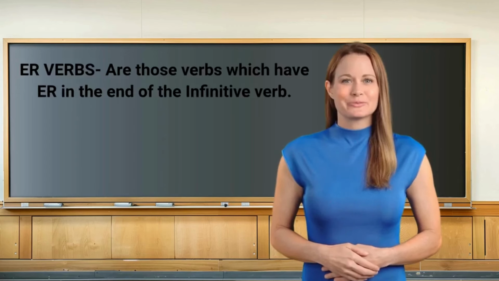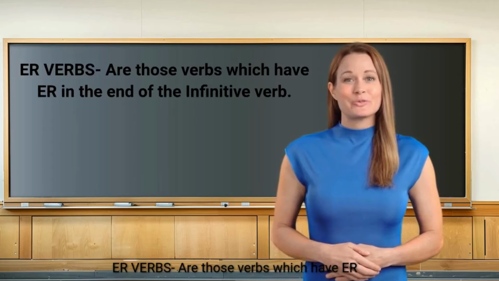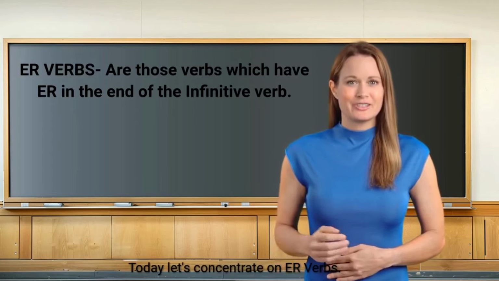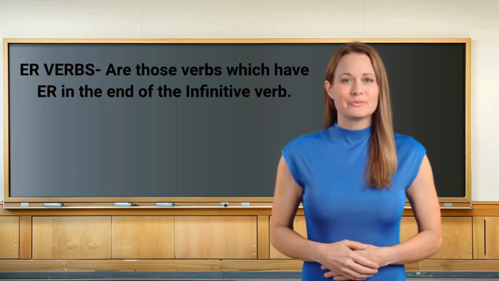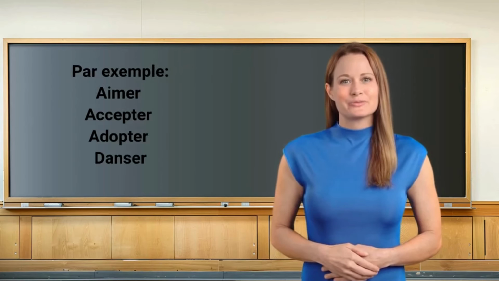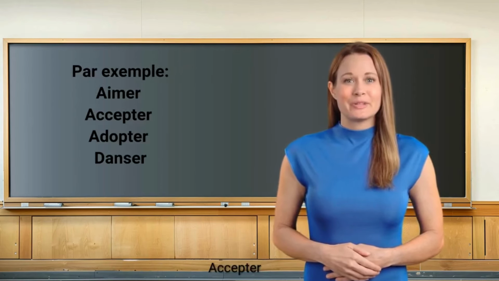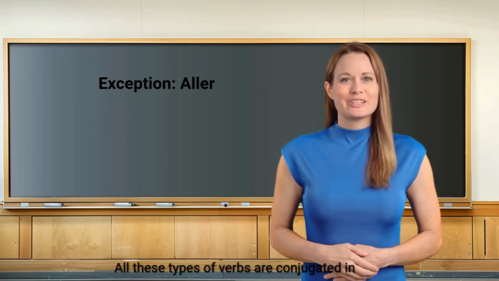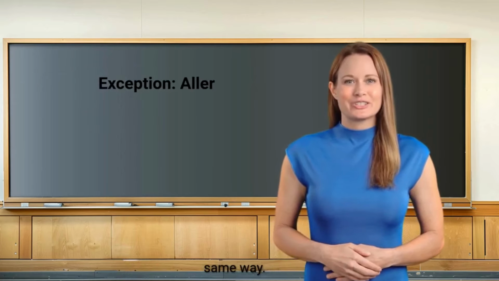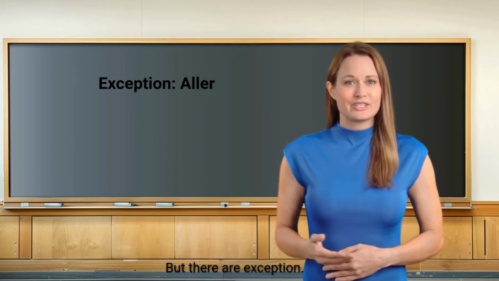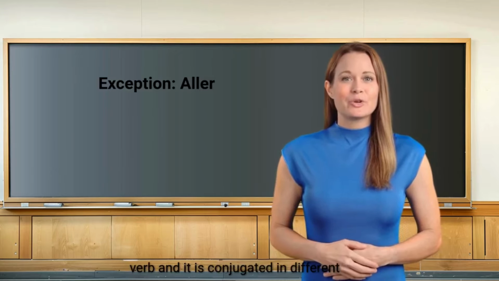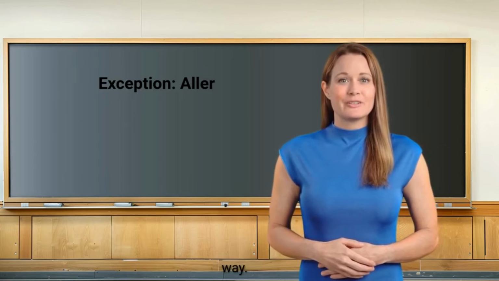In this video we are going to learn how to conjugate a regular verb in French in past tense, the passé composé. Regular verbs are those verbs which have -er in the end of the infinitive verb. Today let's concentrate on -er verbs. Par exemple: aimer, accepter, adopter, danser. All these types of verbs are conjugated in the same way. But there are exceptions. For example, the verb aller is an irregular verb and it is conjugated in a different way.